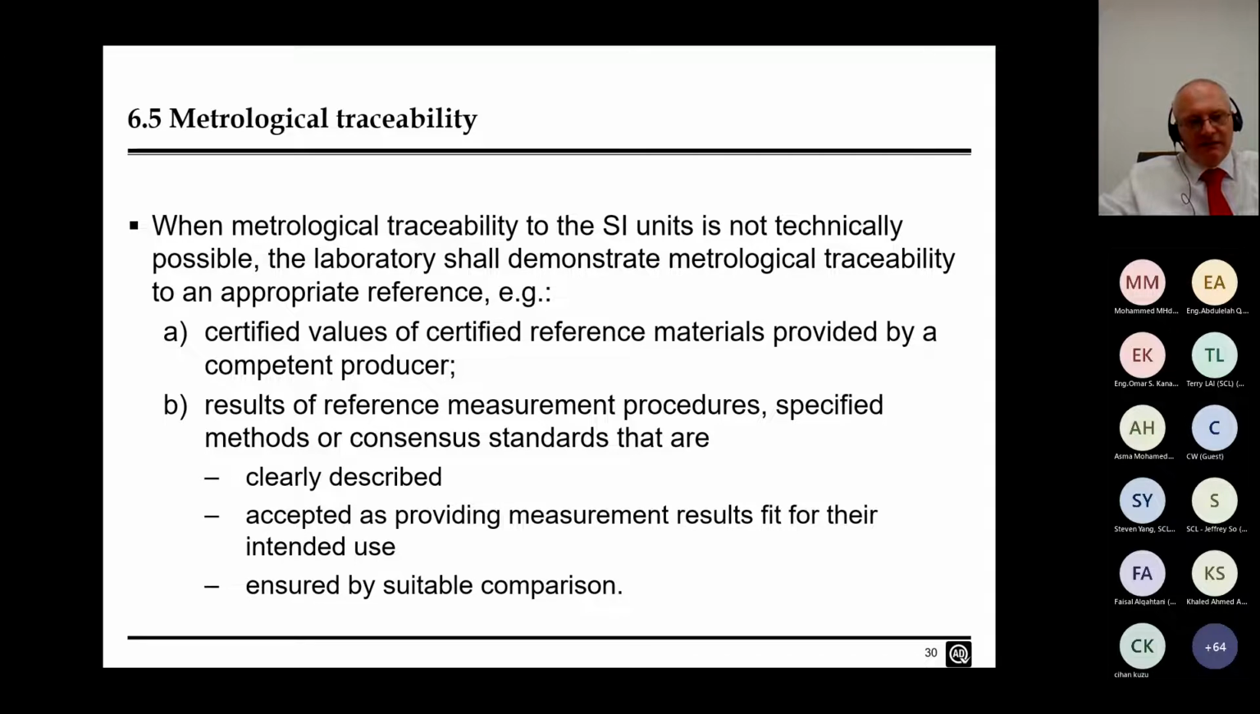Well, either you have certified values of certified reference materials provided by a competent producer. And again, ISO 17034 is the standard for competent producers of certified reference materials. Or you may use a standard reference measurement procedure, a specified method or a consensus standard that is clearly described, that is internationally accepted as providing the right results. And if you use that, you also need a suitable comparison. So again, comparison is a very key part of this.